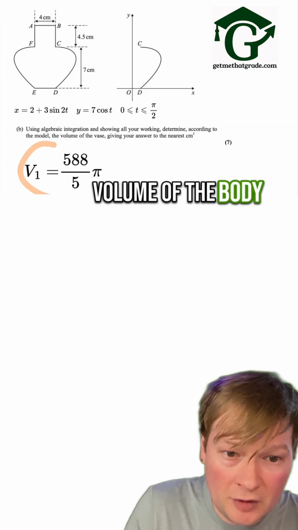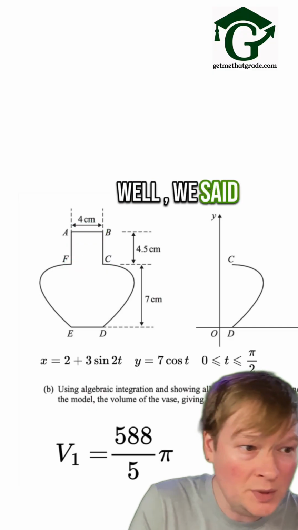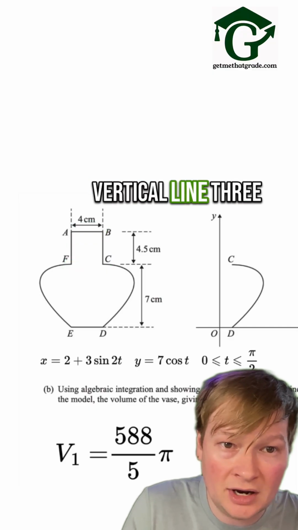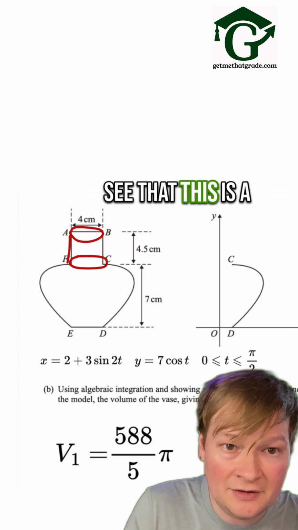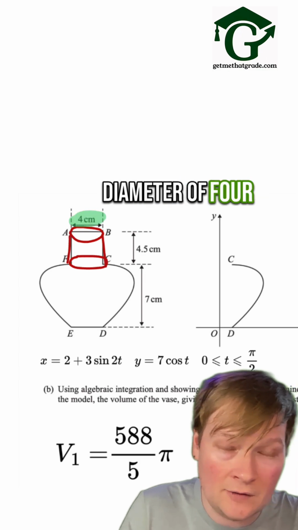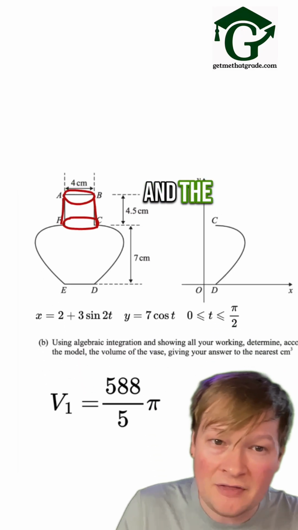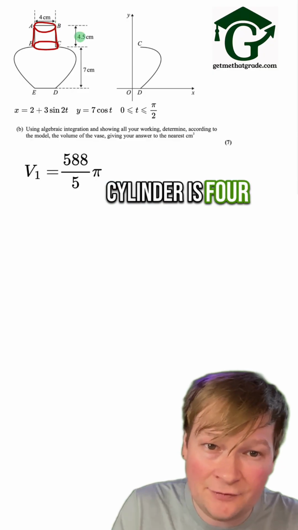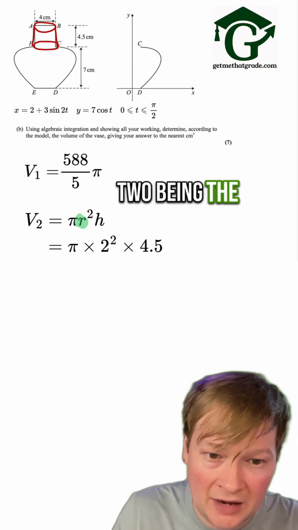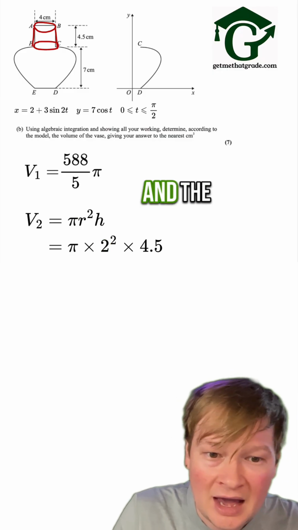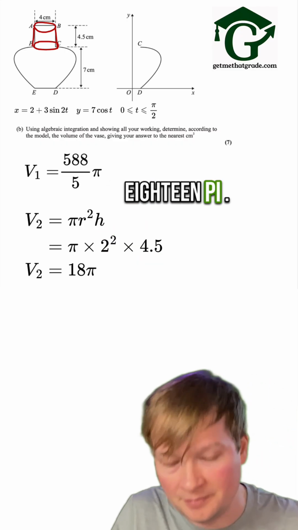So we've got the volume of the body of the vase. What about the volume of the neck of the vase, this part? Well, we said earlier that when you rotate a vertical line 360 about the y-axis, you're going to end up with a cylinder. Hopefully you can see that this is a cylinder with a diameter of 4 centimeters and therefore a radius of 2 centimeters. And the perpendicular height of the cylinder is 4.5. So I can use the formula for a volume of a cylinder with those two measurements, 2 being the radius, be careful, not 4, 2, and the perpendicular height being 4.5. If you do the number crunching on this, you get 18 pi.